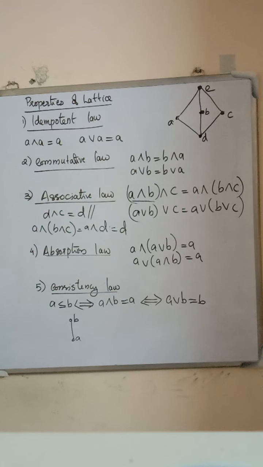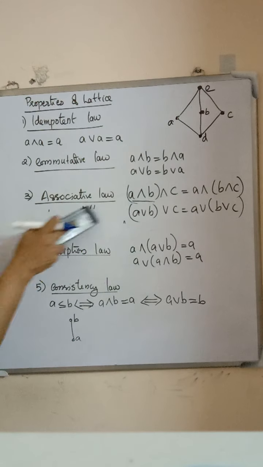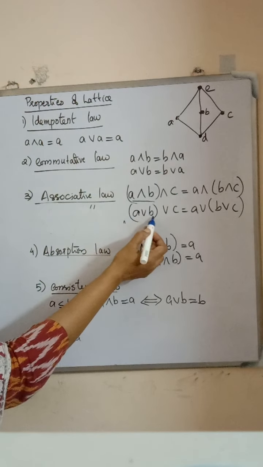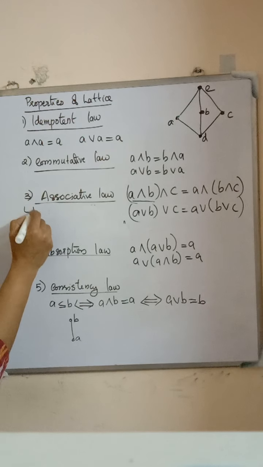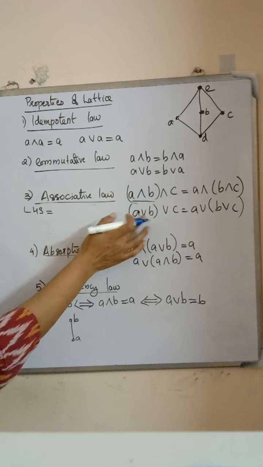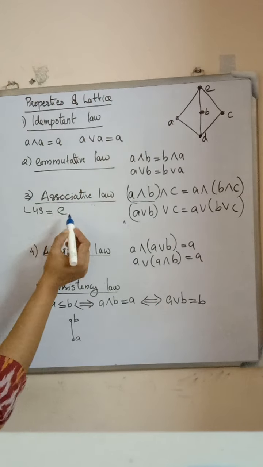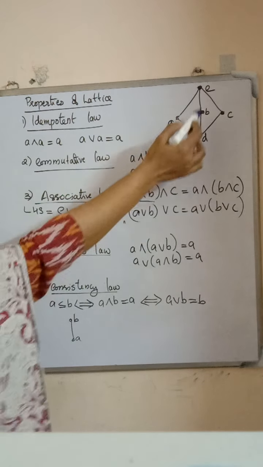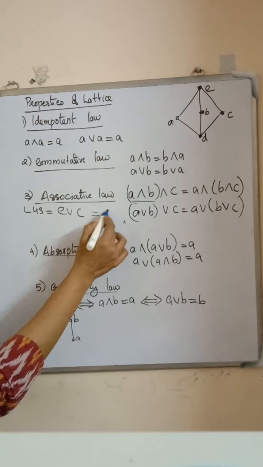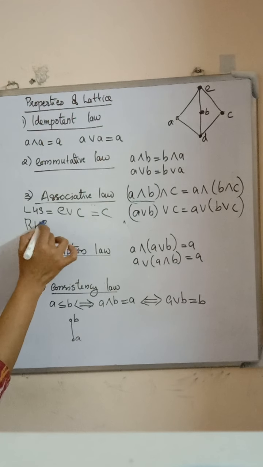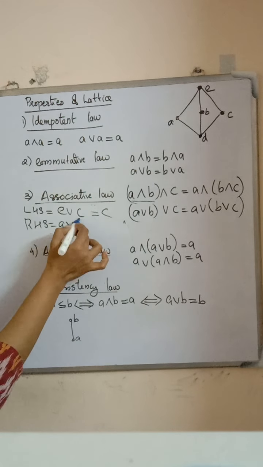Similarly, for the second law, (A join B) join C. What is A join B? In the case of the left hand side, A join B is E. In this diagram, A join B is E. E join C. What is E join C? It is C.